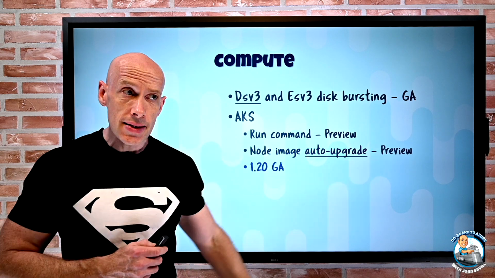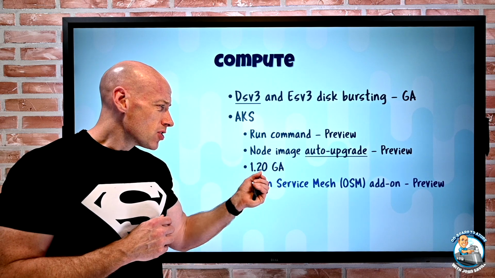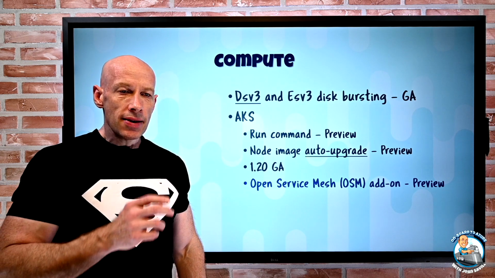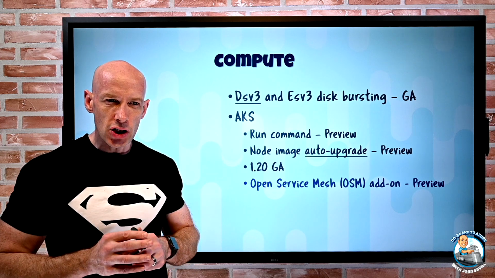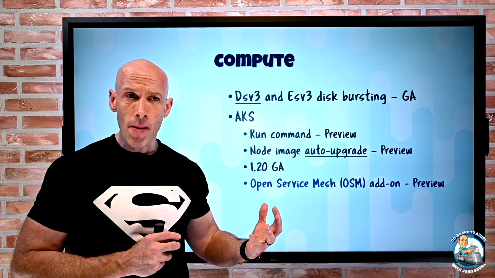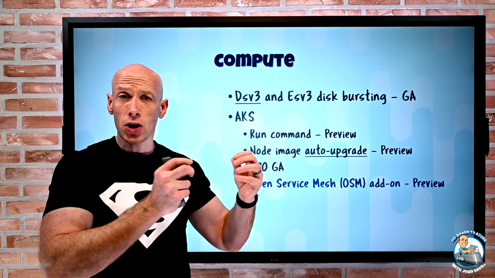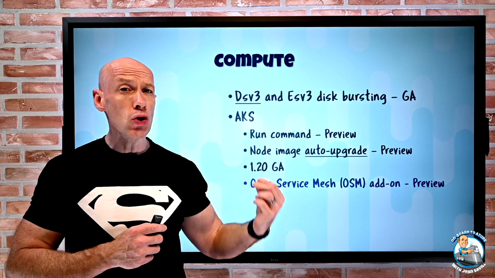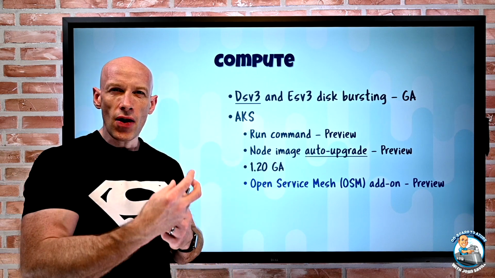Kubernetes 1.20 is now GA. And then the Open Service Mesh OSM add-on is now in preview. There are various different types of add-on. The whole point of these service mesh functionalities is that there are certain aspects of my Kubernetes environment that can be troublesome, for example pod-to-pod communications and controlling the traffic. I can do that, but what these mesh technologies do is add sidecars.